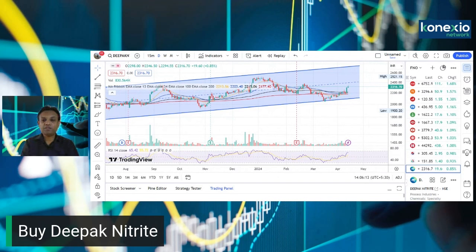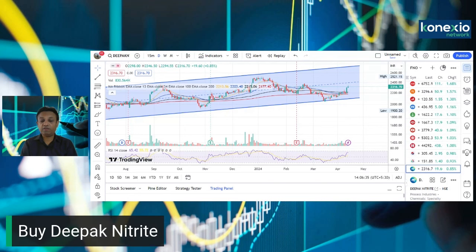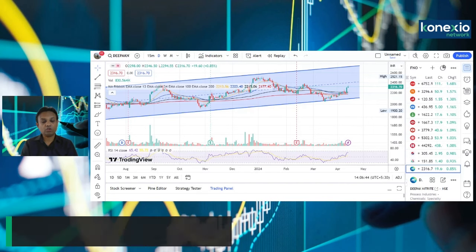So long-term investors, swing traders, positional investors, positional traders can buy Deepak Nitrite on dips to maybe 2,250 for an upside target of 2,525 in short to medium term. Short to medium term means this is a view for the next 3 to 4 months. So definitely the stock has potential to give decent returns in coming months. So investors can buy the stock on dips to 2,250 for an upside target of 2,525 in short to medium term.